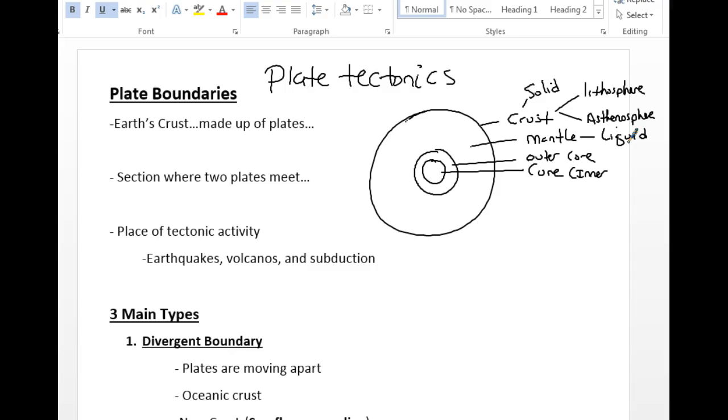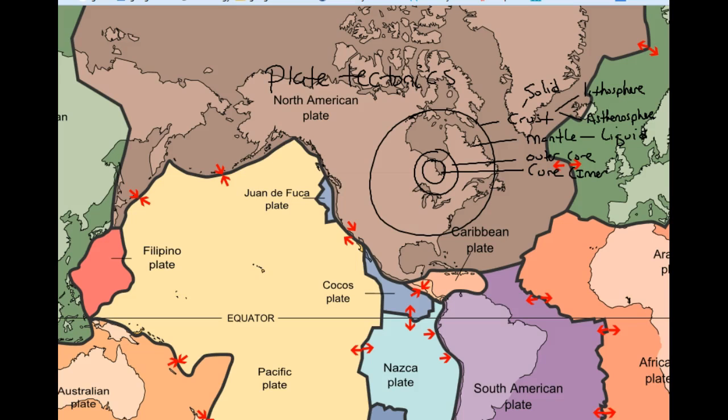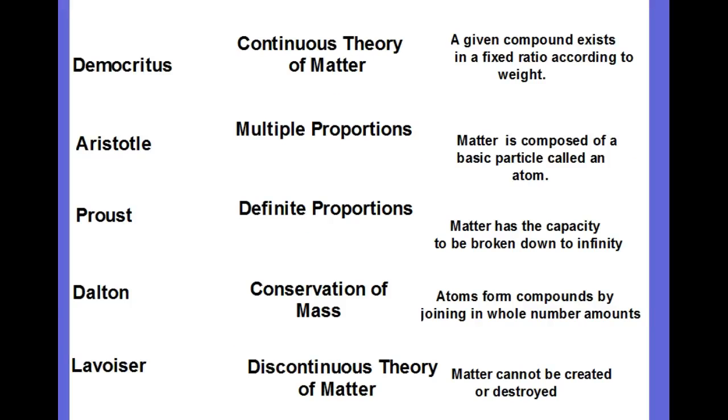So the Earth's crust is made up of plates, and we kind of realize that here because wherever there are boundaries, there's going to be tectonic activity, and that means earthquakes, volcanoes, and subduction. That's where one plate goes underneath another. But let's look at these pictures here. I got a picture of these plate boundaries. Let's see if I can find that quickly. So here's these plate boundaries, and we're going to actually close this part, come back to it.